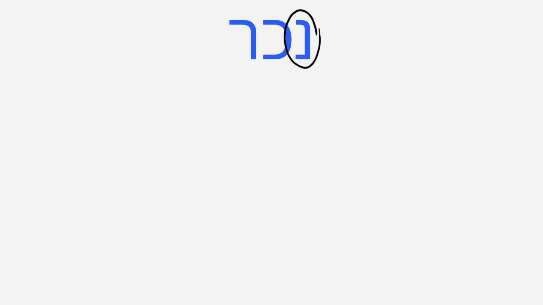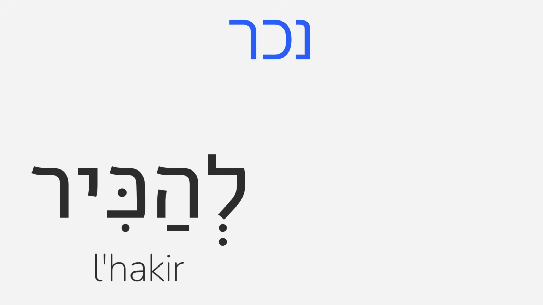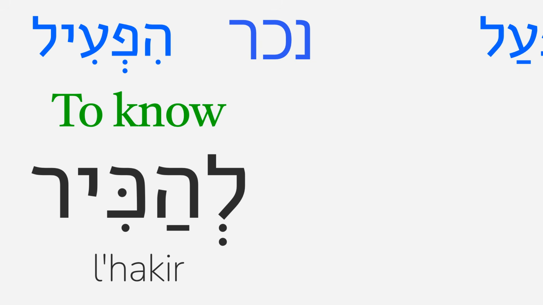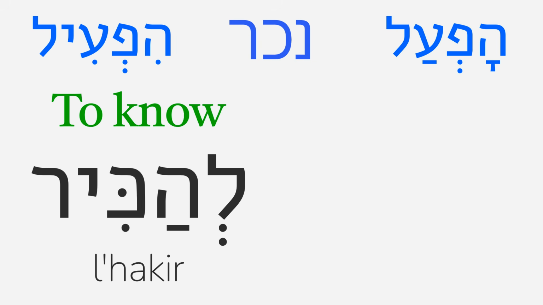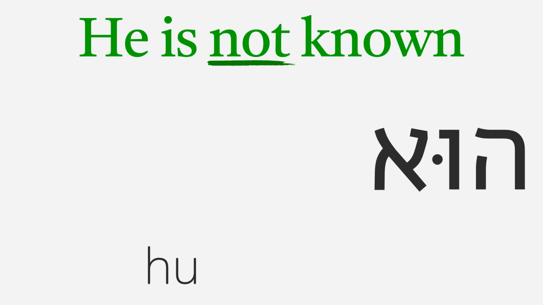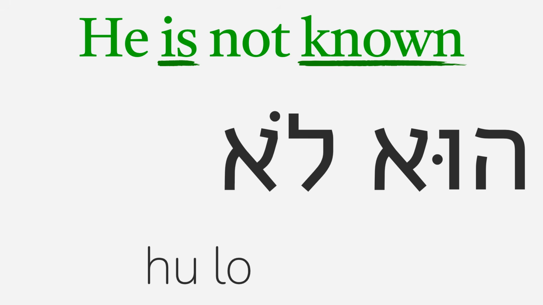Roots whose first root letter is nun will also have that root letter disappear. The verb lehakir, from the root nun kaf resh, is a Hifil verb that means to know. That means in the Hofal, this root has a meaning of being known. Let's say he is not known. He is hu, not is lo, and is known will be a Hofal verb from the root nun kaf resh.